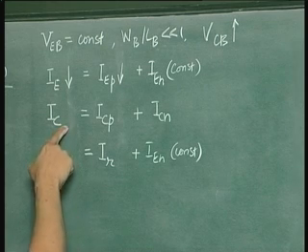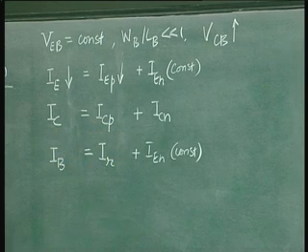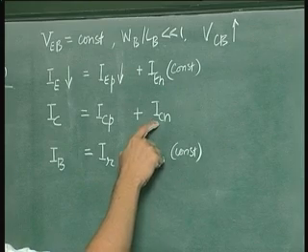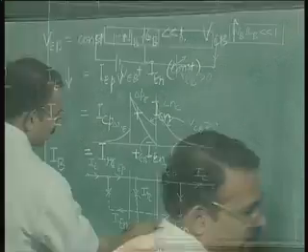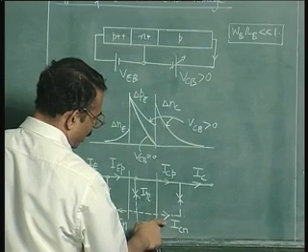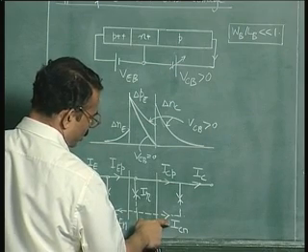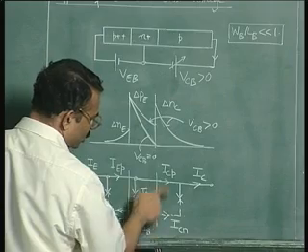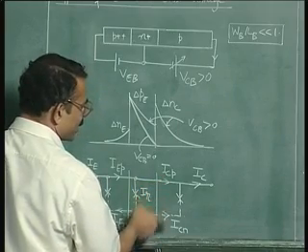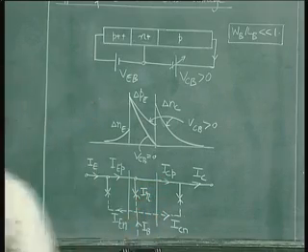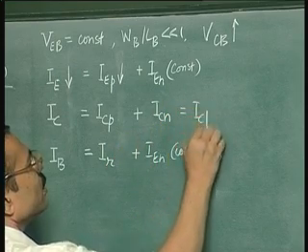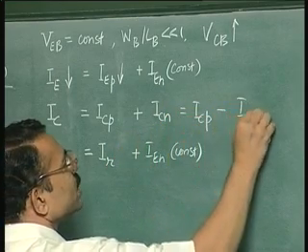Now IC is ICP plus ICN, but ICN is negative in polarity. Please note this here. So ICN is in opposite direction to ICP. Flow of electrons and holes in the same direction means their currents cancel. So ICP plus ICN is nothing but ICP minus modulus of ICN.